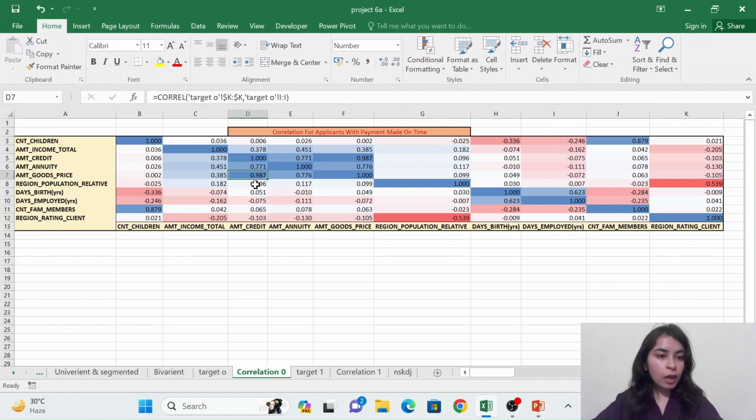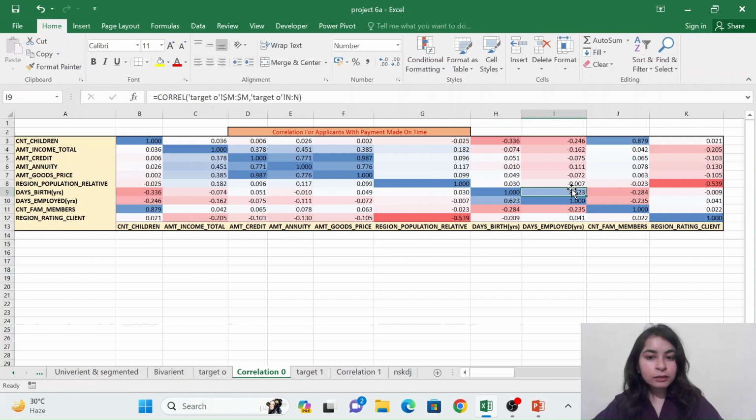we can say, of amount goods price and amount of credit, which is quite obvious. As the goods price is higher, the amount of credit we are going to take is also high. Then other was count of family member and count of children. It is also very obvious that if the count of children is high, the number of family members is also going to shoot up.